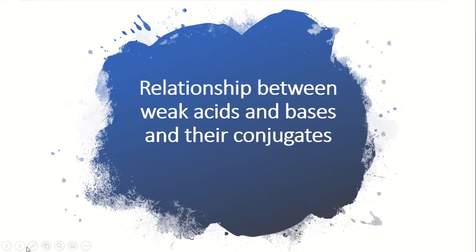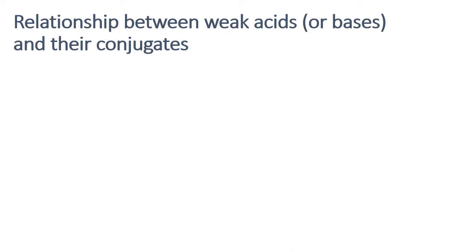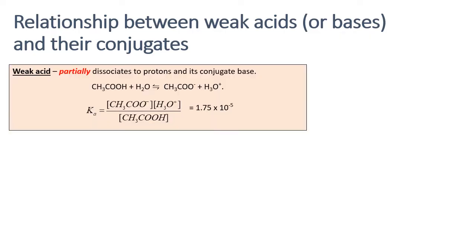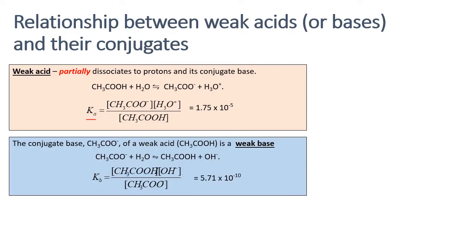Let us now examine the relationship between weak acids and bases and their conjugates more closely. So for a weak acid that partially dissociates into protons and its conjugate base, in this example acetic acid, we see that the Ka, or the acid dissociation constant, is equal to the concentration of the products divided by the reactant. And for acetic acid, this is 1.75 times 10 to the minus 5.